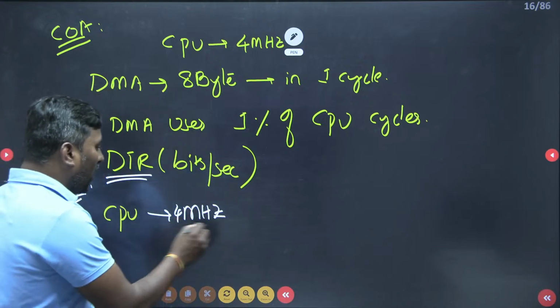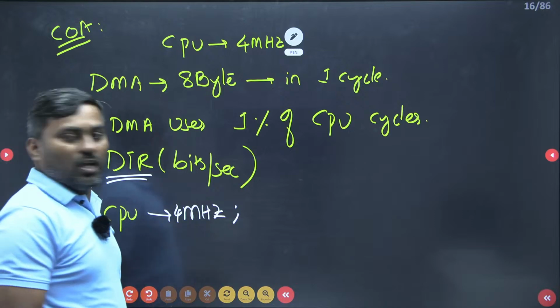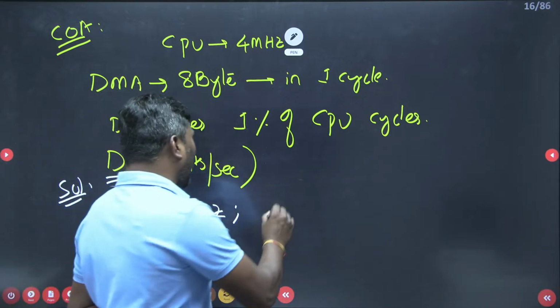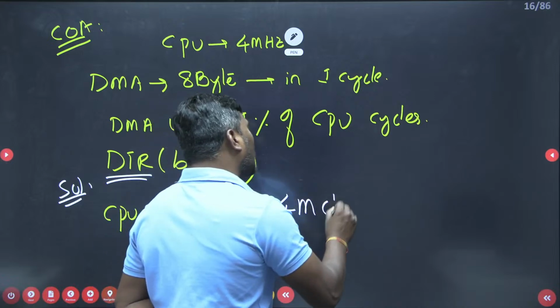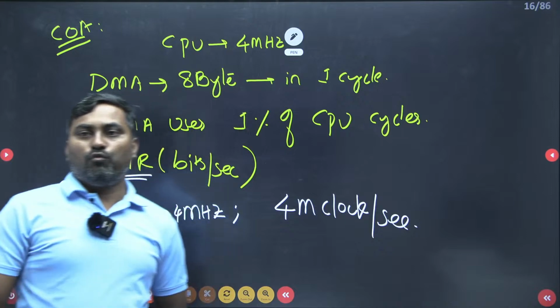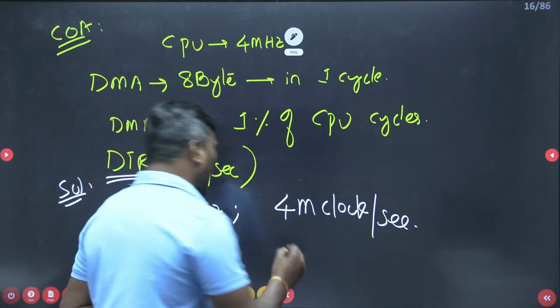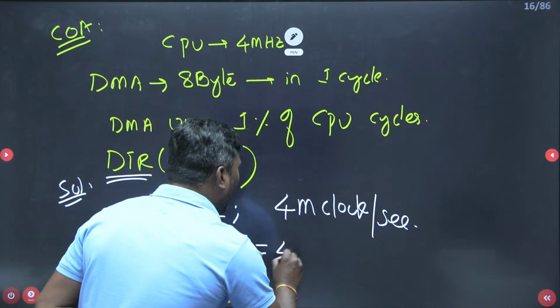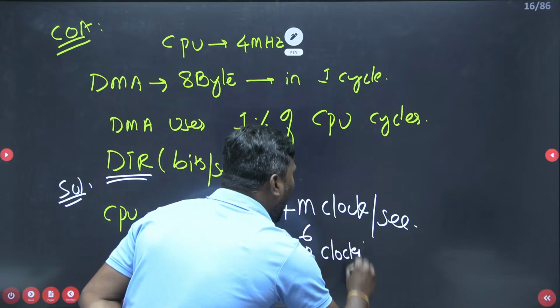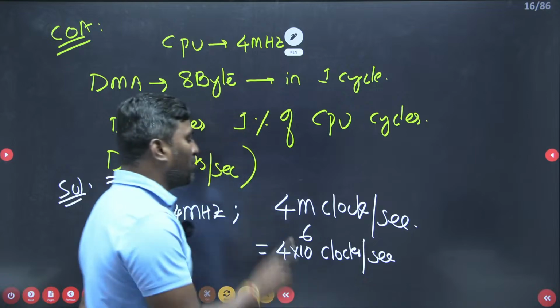So 4 megahertz. Now tell me all of you, if a 4 megahertz clock rate is there, can I say 4 mega clocks are generated per second or not? Yes or no? 4 mega, or you can write it as 4 into 10 power of 6 clocks. So these clocks are generated by the processor per second.